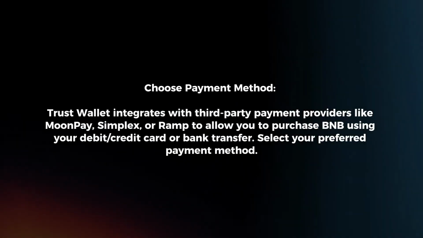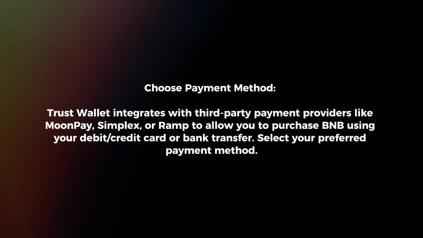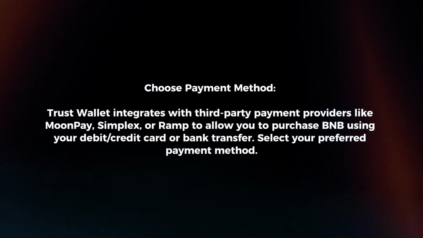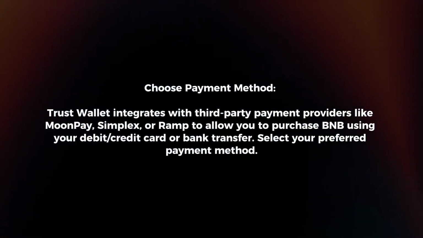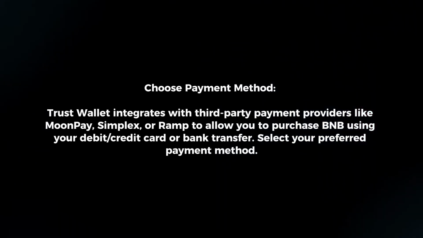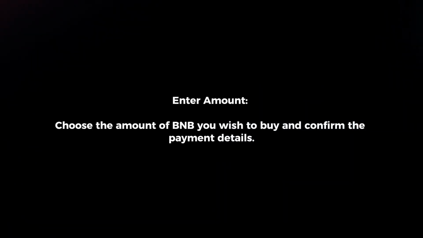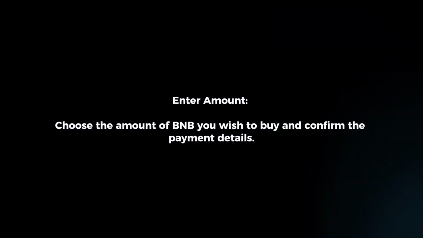Choose payment method. Trust Wallet integrates with third-party payment providers like MoonPay, Simplex or Ramp to allow you to purchase BNB using your debit or credit card or bank transfer. Select your preferred payment method. Enter amount. Choose the amount of BNB you wish to buy and confirm the payment details.